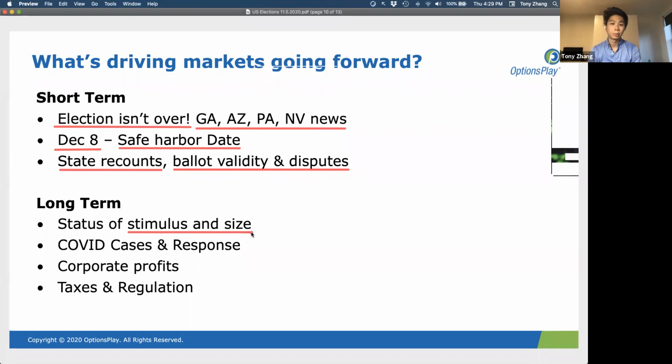This is a problem from the perspective of, if you look at Europe, they've had to go back into lockdown in certain places. That's not good for the economy, especially with a lack of stimulus. If you have more lockdowns, that's going to be a problem. So COVID response, COVID cases is going to be an issue.